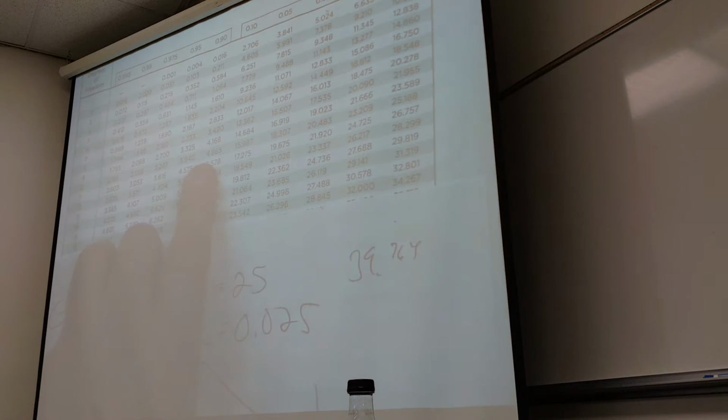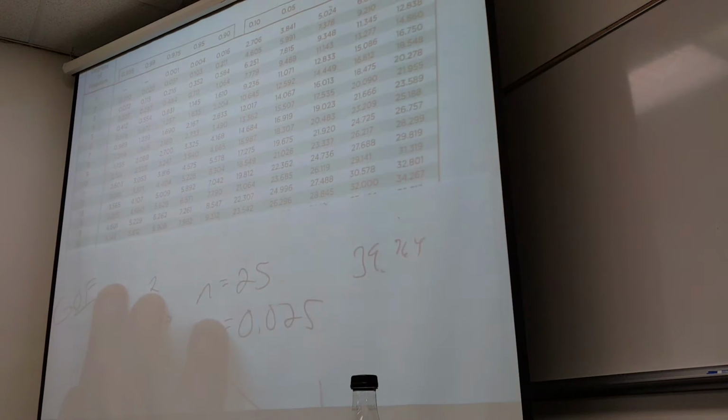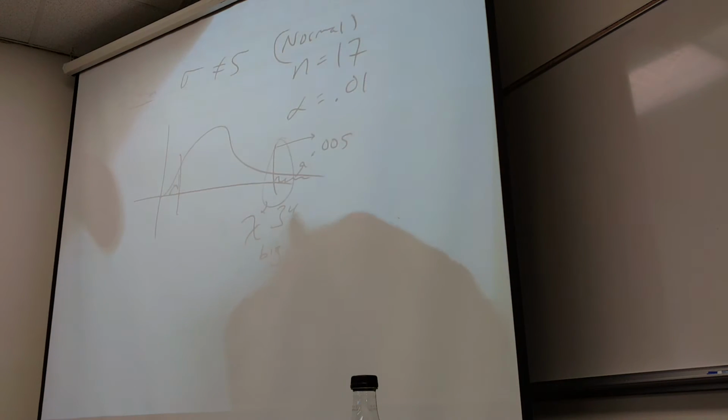So the chi-square is not as nice as the t-score. It doesn't show 1 and 2 tail. So we have to know if it's a two-tail test, we've got to cut that bad boy in half. So I'm talking about 0.005. So that's the big one, 34.267. That's going to be here.